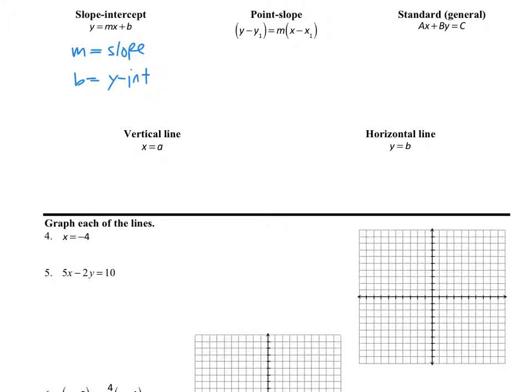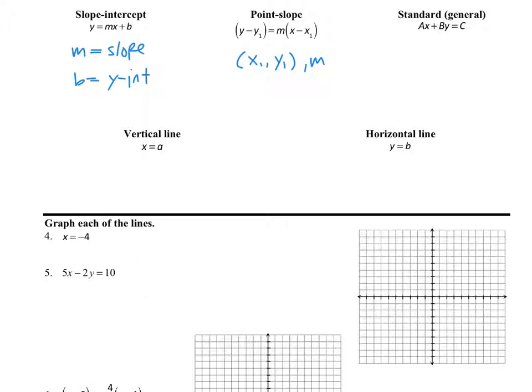The next one is point slope. We use that when we have a point on the line and the slope. So if you've got some x1, y1, an ordered pair, a point on the line, and you know the slope, you use those two things to write the equation, and x and y will be the variables in the equation.